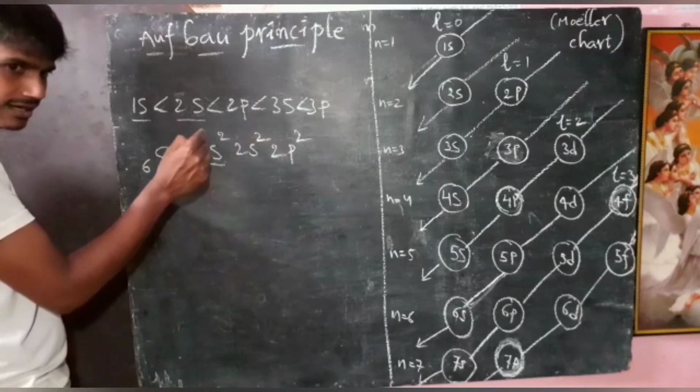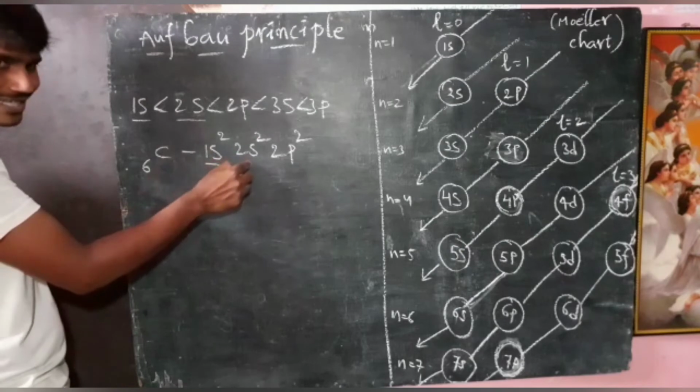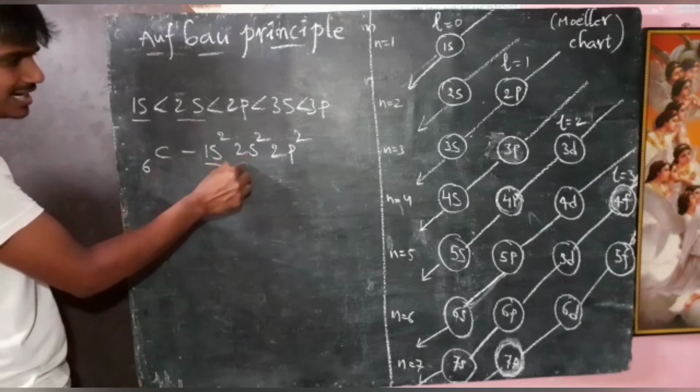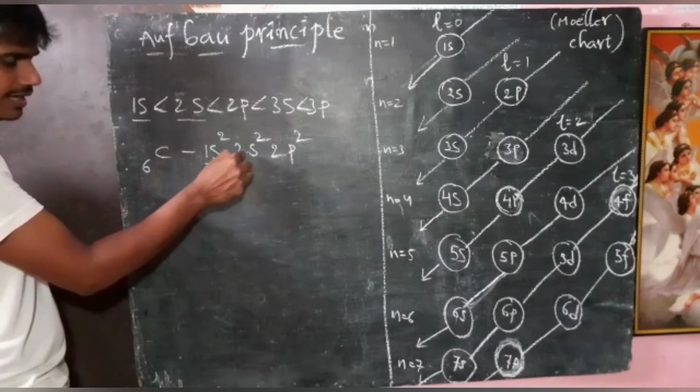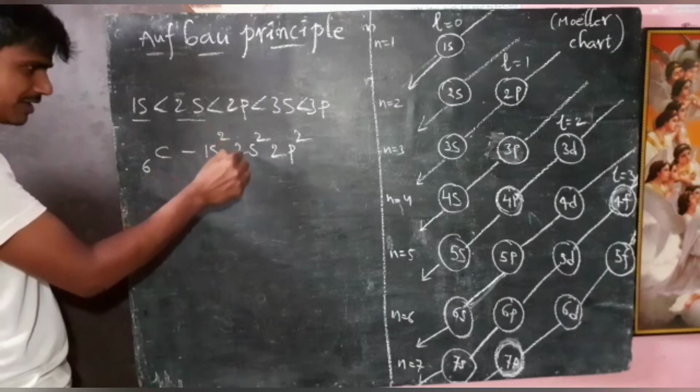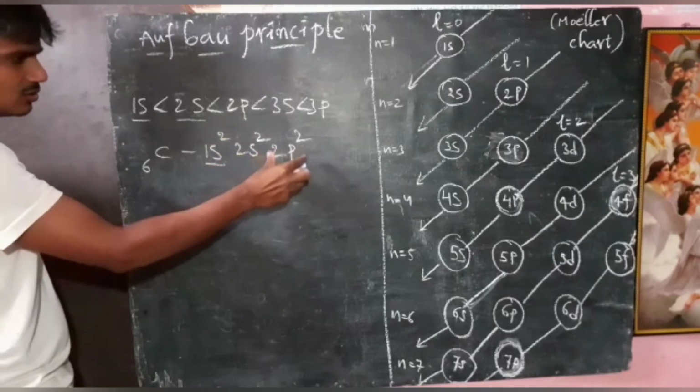1s atomic orbital is lower energetic than 2s atomic orbital. Here also, 2s atomic orbital energy is less than 2p atomic orbital.